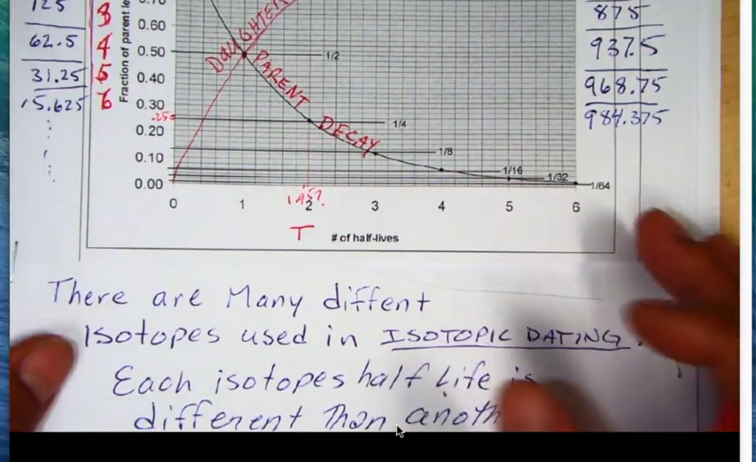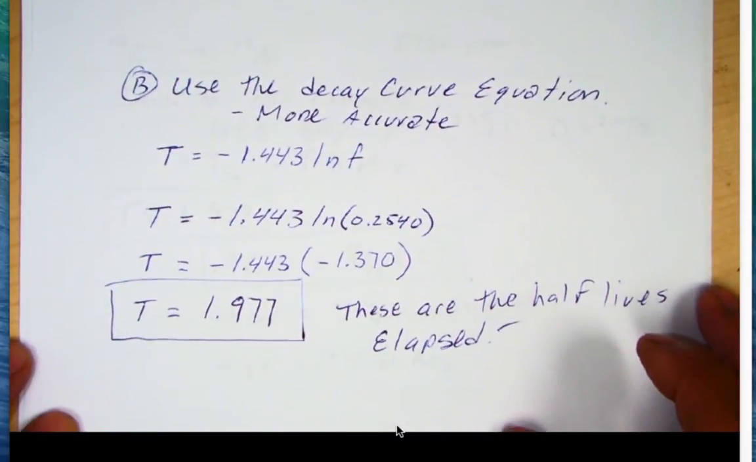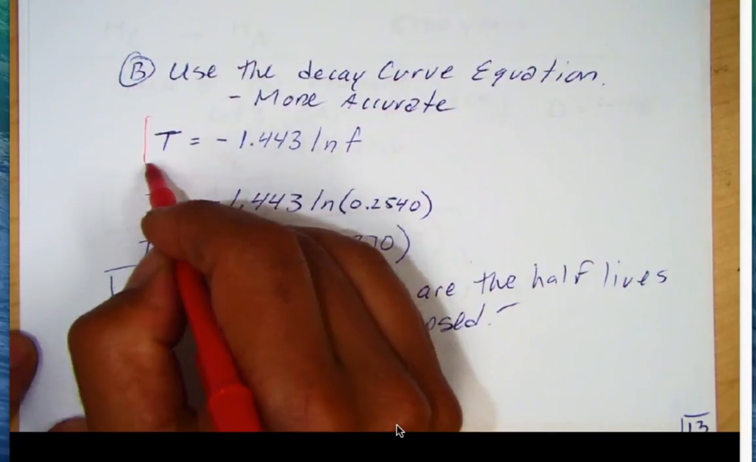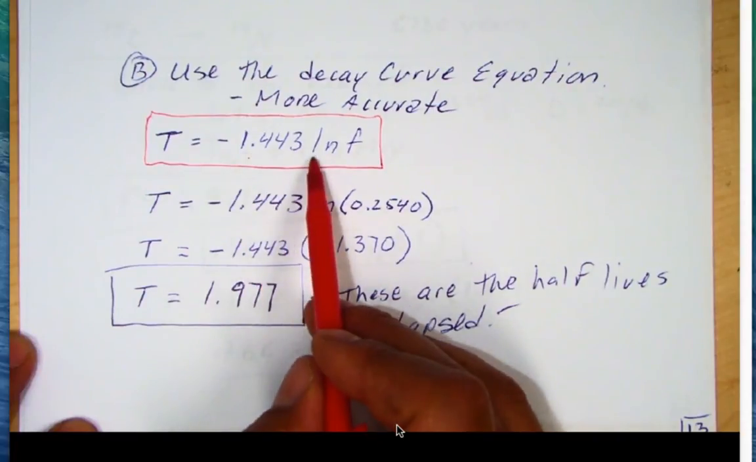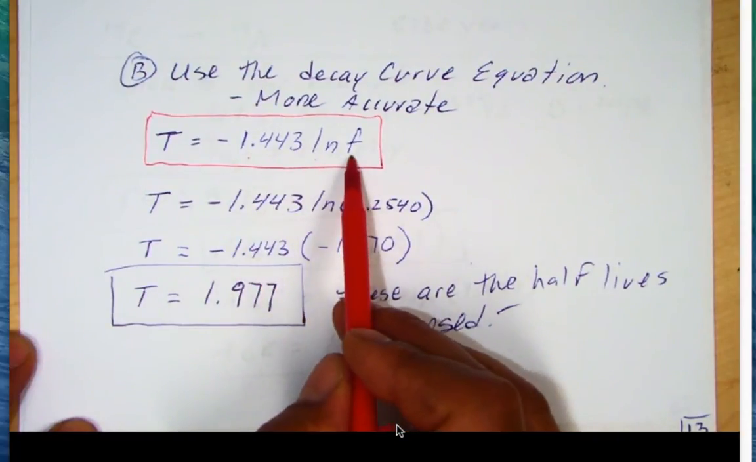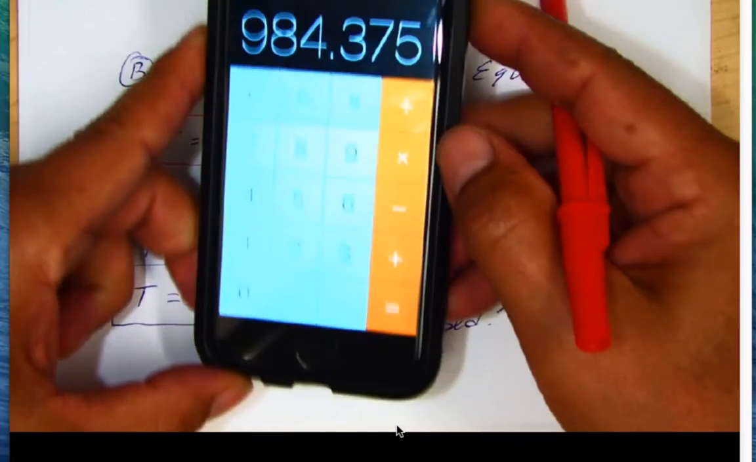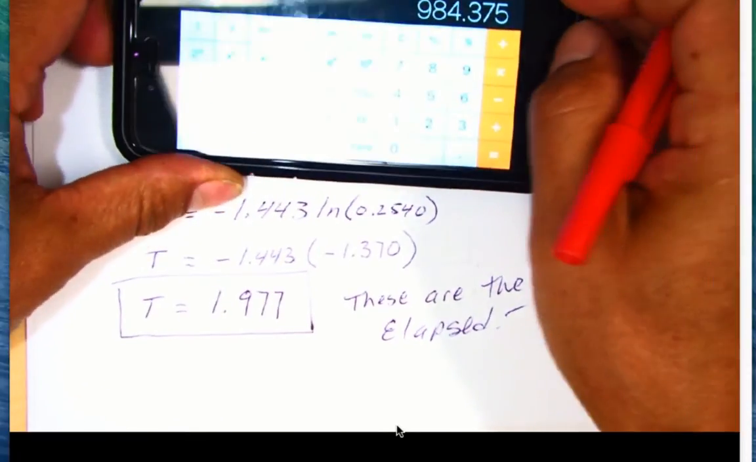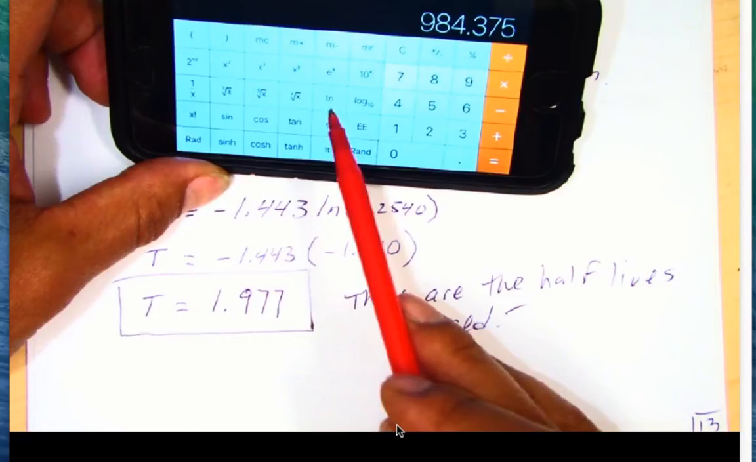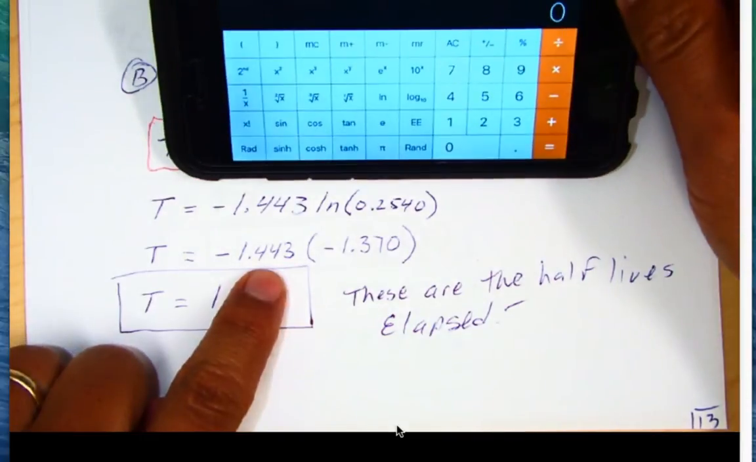And the way I want you to do it is using this decay equation, right? It's more accurate. The decay equation is the number of half-lives elapsed equals negative 1.443 times the natural log of the fraction parent remaining. So this is the natural log function. And one key thing is that your phones have, especially if you have an iPhone, you can remember to get the scientific calculator, you turn it sideways, and you want to be able to use this ln key right here, right? And so let's figure this out. I'll just do it here as we're looking at the problem.